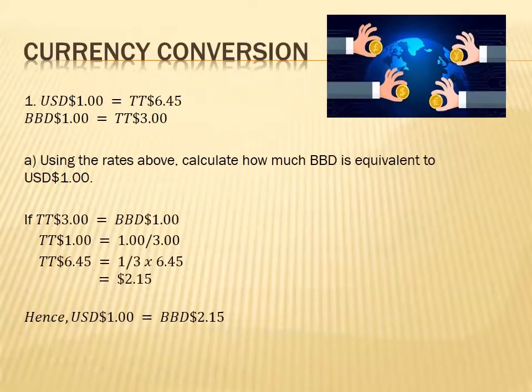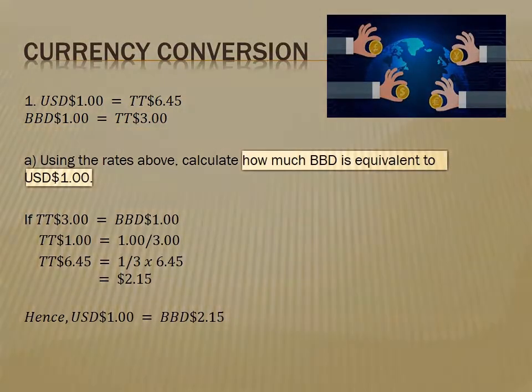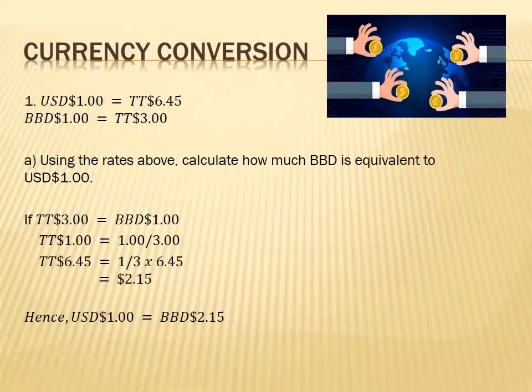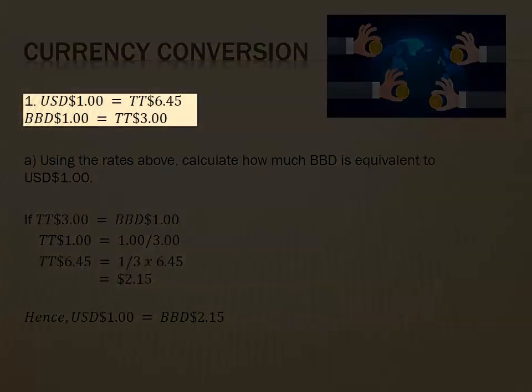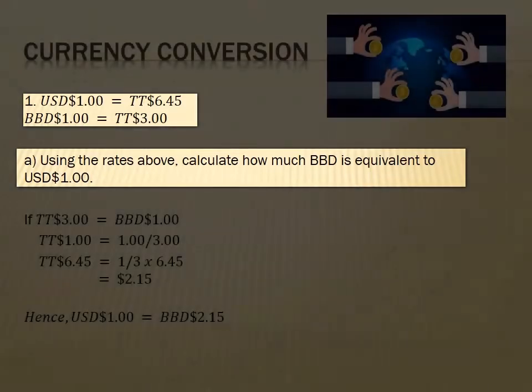Let's move on to currency conversion. In these questions, you will be provided with currency exchange rates and asked to calculate how much of one kind of money is equivalent to another. In this example, 2 exchange rates were given. 1 US dollar is equivalent or equal to $6.45 TT, and 1 Bayesian dollar is equal to $3 TT. Using the rates, calculate how much Bayesian dollars is equivalent to 1 US dollar.